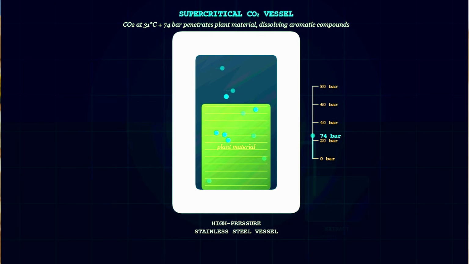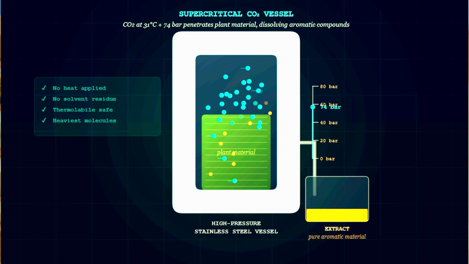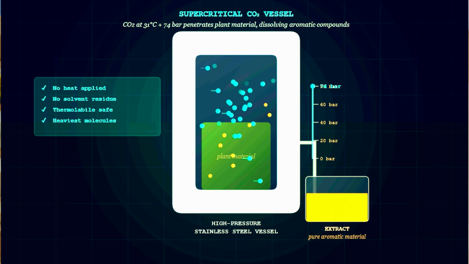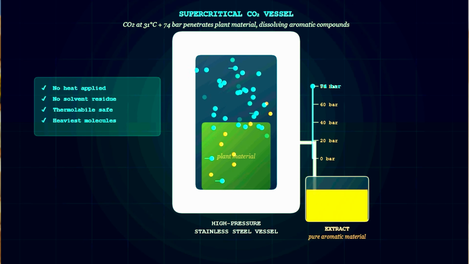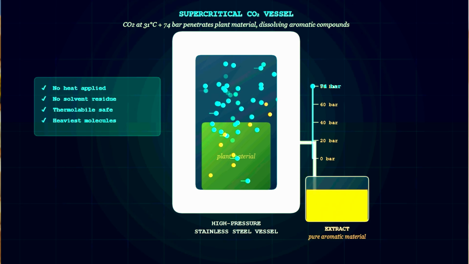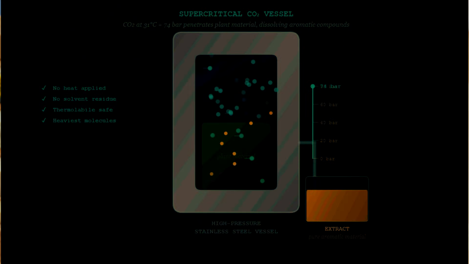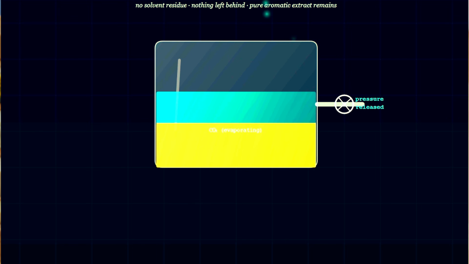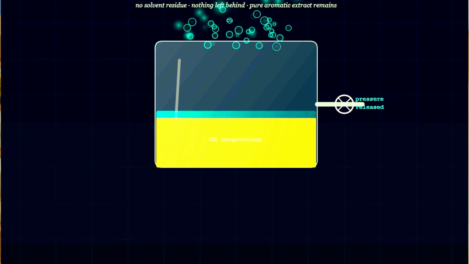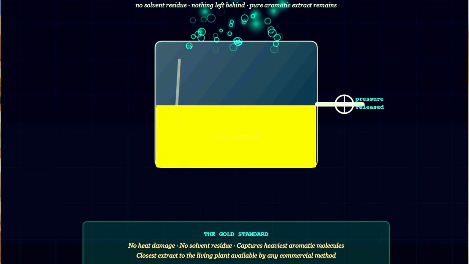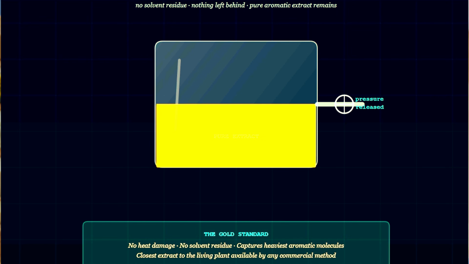The advantage of CO2 extraction is that it can basically absorb scent material that distillation and solvent extraction cannot. So it really goes deep into the plant material and it extracts all the aromatic compounds that you would normally not get from solvent extraction. The result is something that smells closer to the original plant than anything that distillation or solvent extraction could produce.